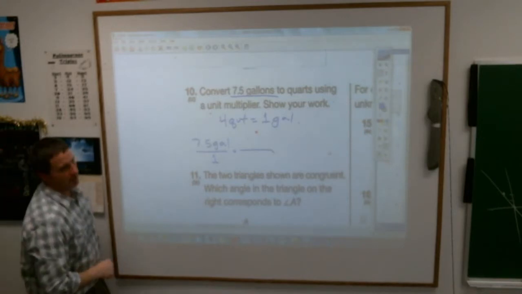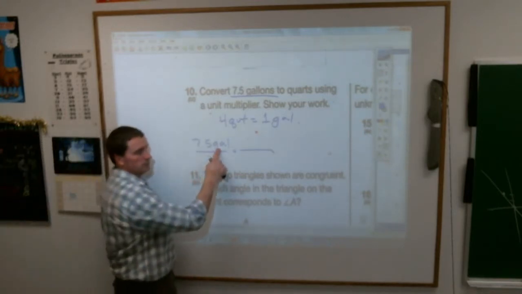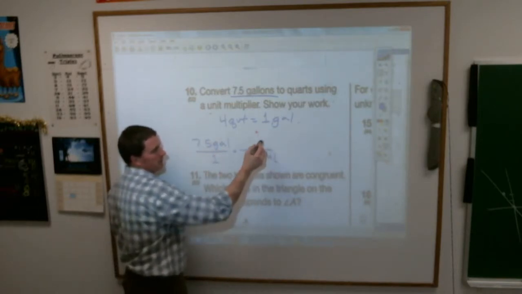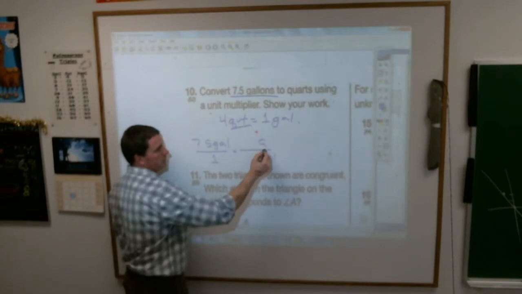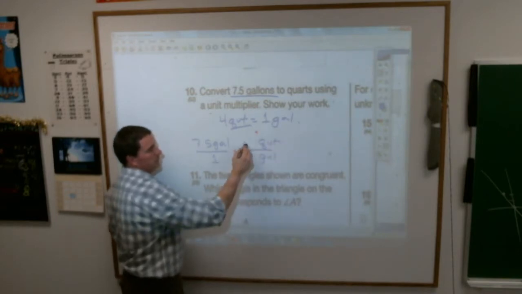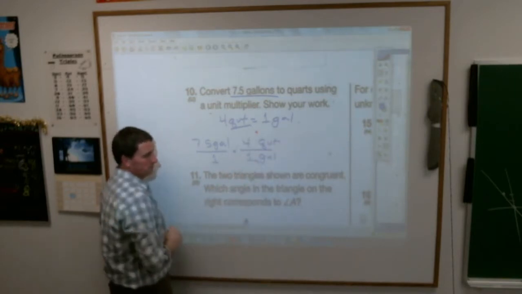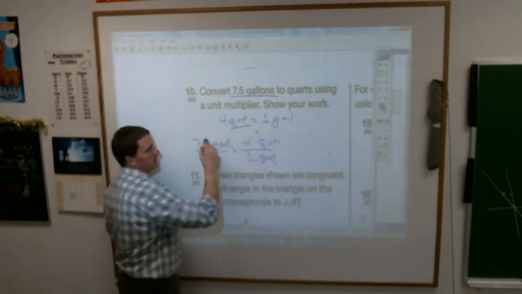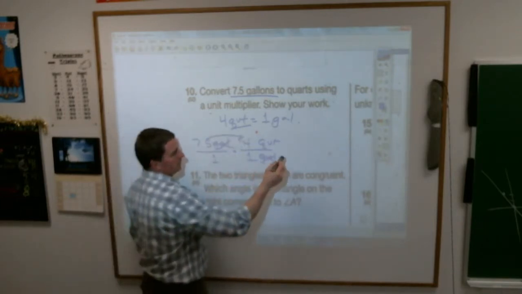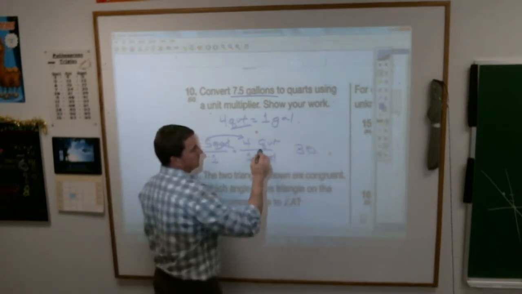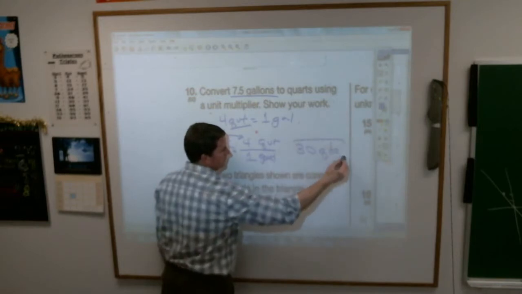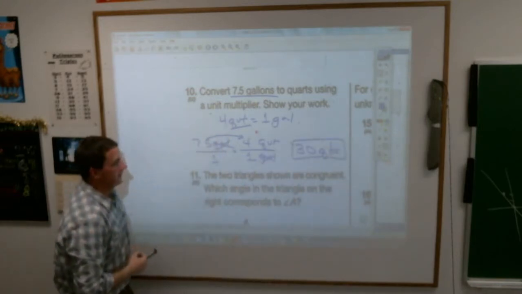So how do I write that there? Where does gallons have to go? On the bottom, because you want it to cross off. If gallons are going on the bottom, quarts go on top. There's 4 quarts in 1 gallon, and it's just a matter of 7.5 times 4 is 30. What label are you left with? Quarts. 30 quarts.